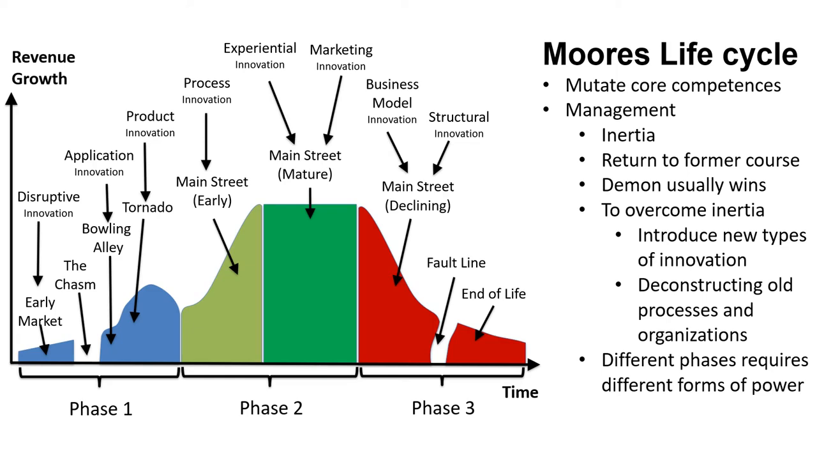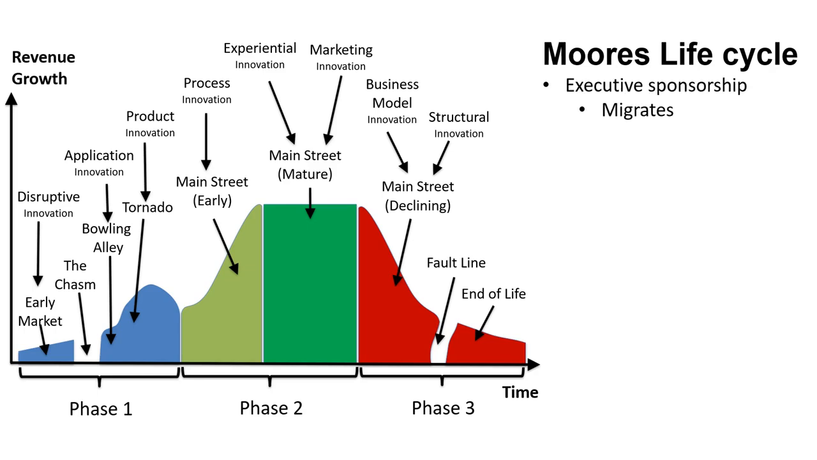To overcome inertia, management must introduce new types of innovation while deconstructing old processes and organizations. The different phases require various forms of power. Note how executive sponsorship migrates over the life cycle.